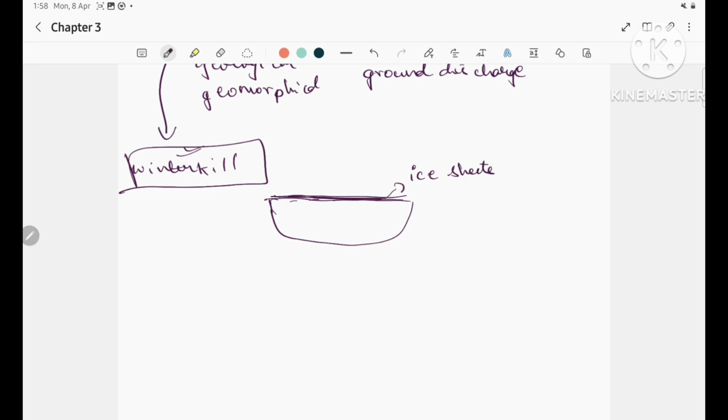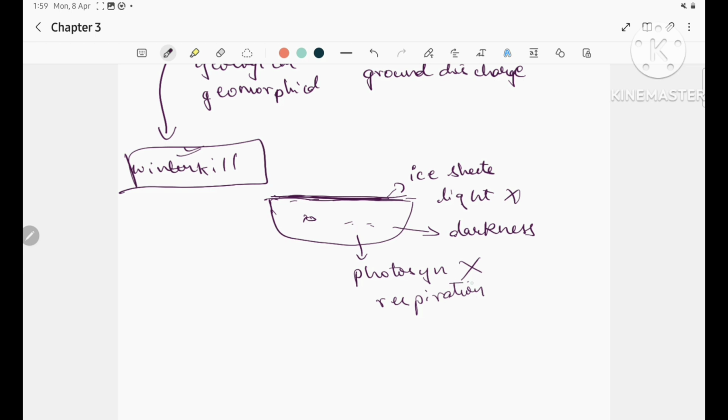This thick ice sheet will cut off light, and the water body and the fish in it will be devoid of light. Here you can see darkness, and hence photosynthesis will not happen. Photosynthesis will not happen, but respiration of the animals living under it will continue. Hence the dissolved oxygen level will decrease. Eventually the plants and the fish will die. This condition is called winter kill.